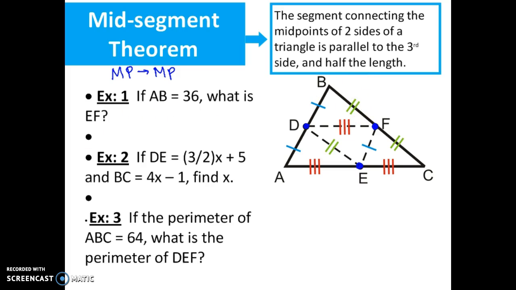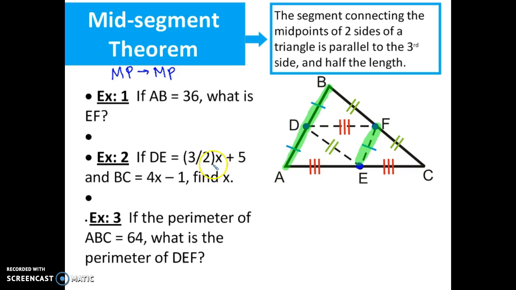So, for example, if I look at this side, EF, that one connects the midpoints of BC and AC, so E and F, and it's going to be parallel to the side AB because that's the side it doesn't connect a midpoint to, and it's also half as long. That relationship holds true for all of the midsegments and their opposite sides.